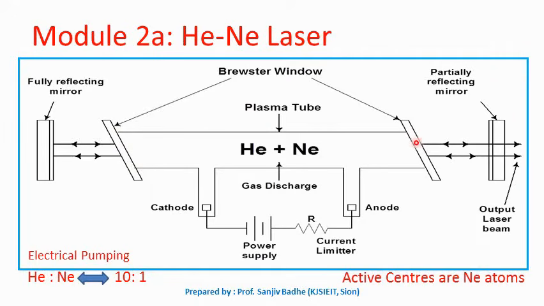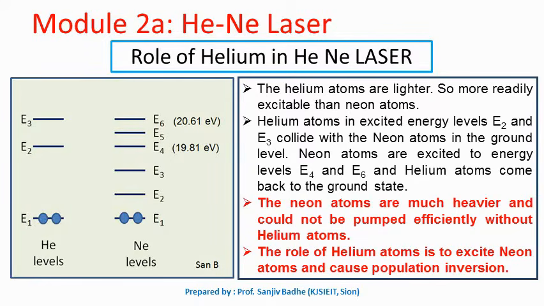At the ends of this gas discharge tube, we have two windows which are inclined at a particular angle, which is called Brewster's angle. This arrangement serves the purpose of getting a polarized beam of light. So this is the construction of the helium neon laser. Now in the helium neon laser, we have seen neon atoms are the active centers.